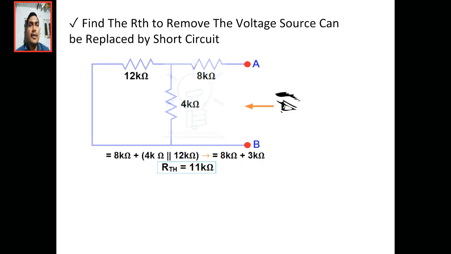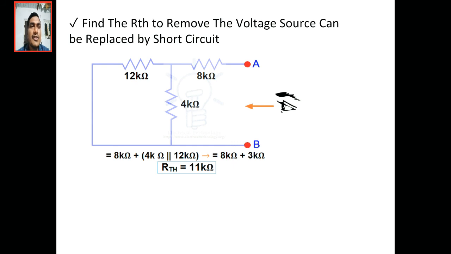So after that, what we have to find? And third step, we have to find the Thevenin's resistance. How do we find the Thevenin's resistance? We have to inactivate the sources. If it is a voltage source, we have to short circuit. If it is a current source, we have to open circuit. So here a voltage source is there, so we have to short circuit the source. So I am short circuiting the source.